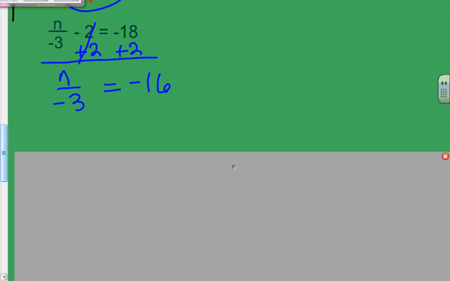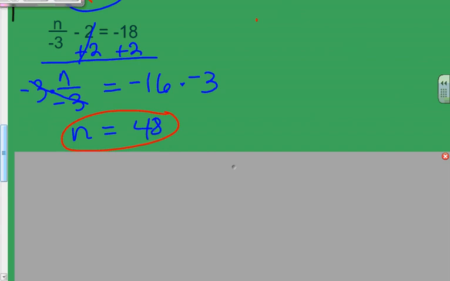Now to undo division, same as the one-step equation, we multiply both sides by what's being divided. So those will simplify away, leaving n, and then we'll do 16 times 3, which is 48, and a negative times a negative is a positive. So we've got positive 48.